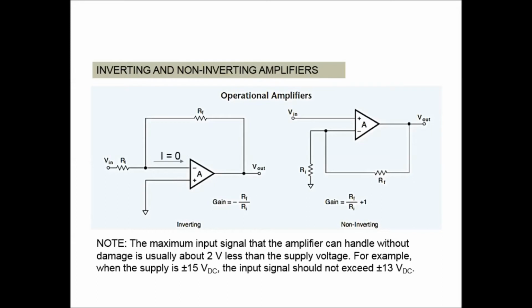The second property is about the voltage. The voltage here is always equivalent to the voltage at this point. These two voltages have to be the same in order to make the open loop gain infinity. So these are the two important rules when you deal with an op-amp.